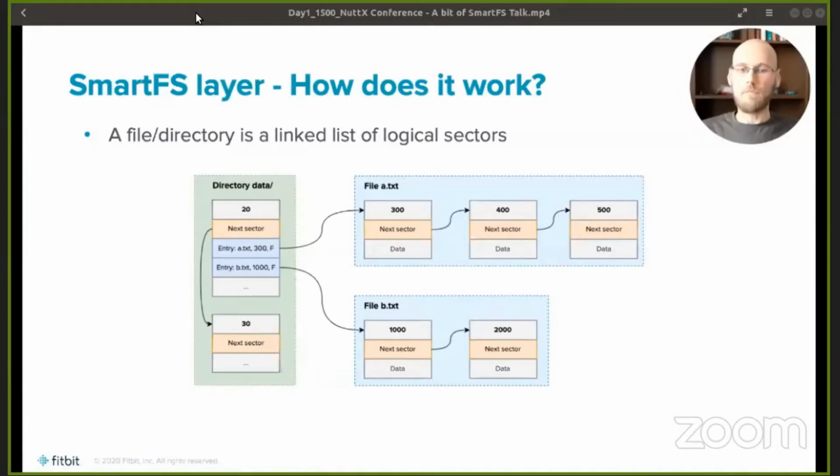Both of these files are part of the data directory, the green one. A directory is also a linked list of logical sectors, but instead of user data, as files have, it stores entries, special structures. Such an entry structure holds the file name, the type, file or directory, and the number of the first sector in its list.